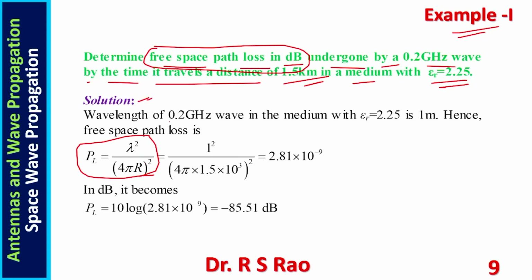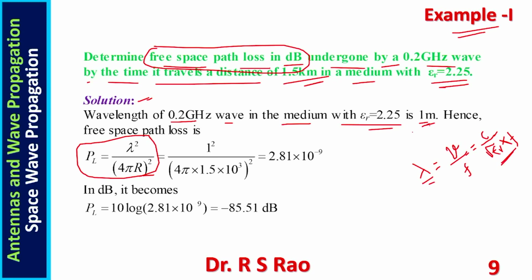Solution. Wavelength of 0.2 gigahertz wave in the medium with epsilon r equal to 2.25 is 1 meter. How is wavelength calculated here? Wavelength is V, velocity in the medium, by F. Velocity is C, 3 into 10 power 8 meters per second, by square root of epsilon r, this is V, into F. So using this formula, lambda has been calculated. It is found equal to 1 meter.